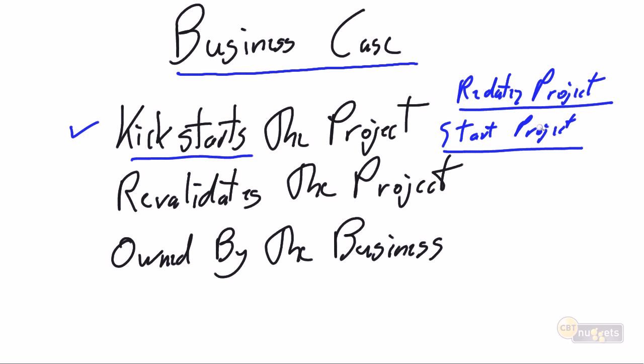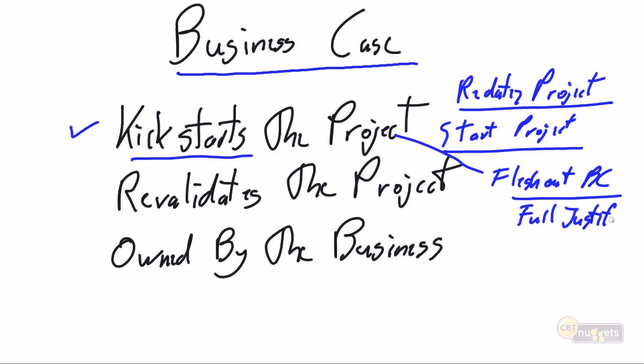We will go in and we will do project initiation. Working with the business, we will flesh out the business case. We will provide more detail and we will come up with a full justification for the project, defining exactly what it is that the business wants, and we will do the cost benefit statement for the project. And with that, the project gets formally approved.